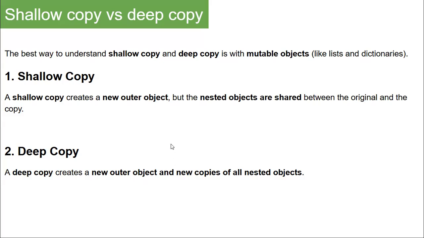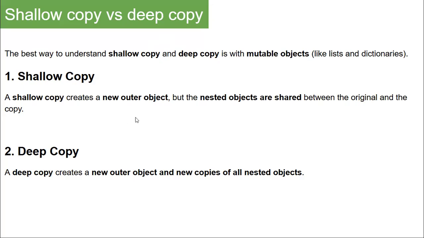What is meant by shallow copy? A shallow copy creates a new outer object, and in the last class we already discussed what an object is. It will first take the original thing, and using that data it will create a new object. Outer object means, suppose a list of values is there, the outside brackets are nothing but the outer object. But the nested objects are shared between the original and the copy.